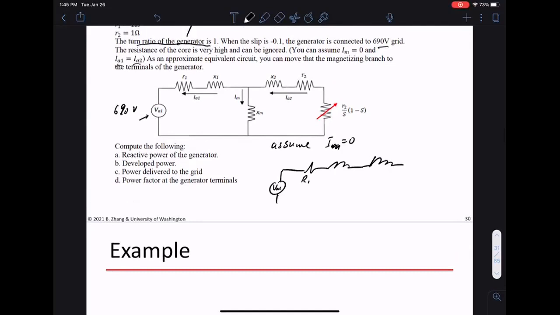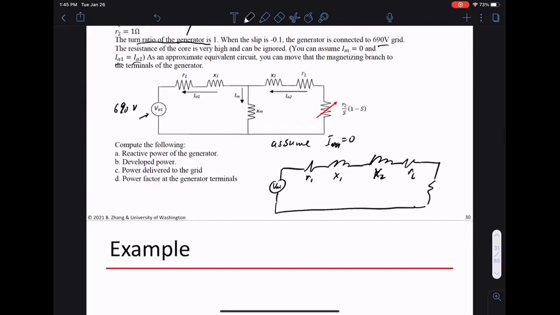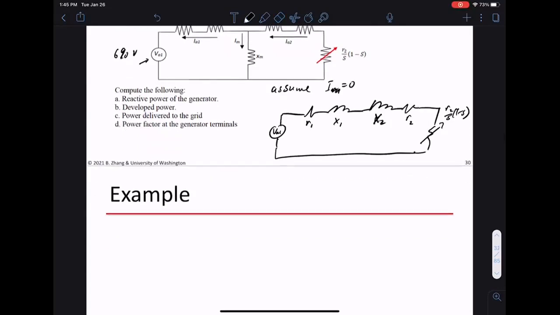R1, X1, X2, R2, and the variable resistance, R2 S, 1 minus S. Okay, so this is our equivalent circuit. And then we want to compute a bunch of numbers out of the circuit.